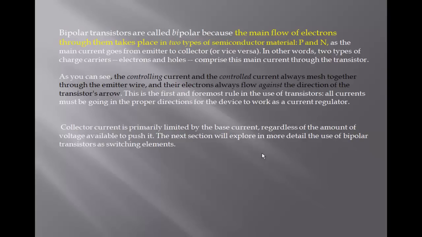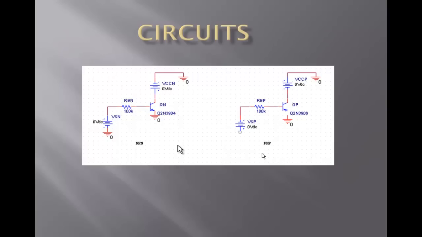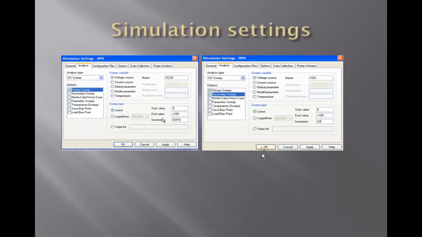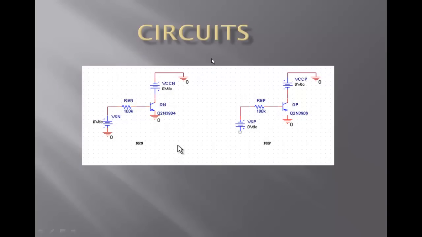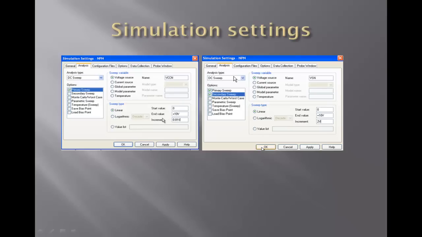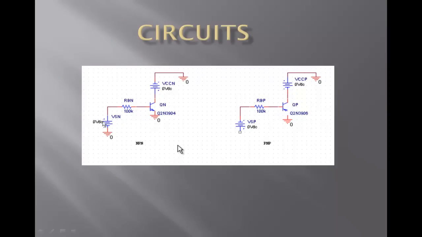The collector current is primarily limited by the base current, regardless of the amount of voltage applied to push it. These are the circuits we're going to make for the PNP and NPN. This will be the settings for the NPN transistor. We will give a DC sweep, the primary sweep of 0 to 10 volts for VCCN. The VCCN is this one over here. The second setting is the secondary sweep, given for the VSN from 0 to 10 volts. This is the VSN, the source. This one is the collector, and this is the base.